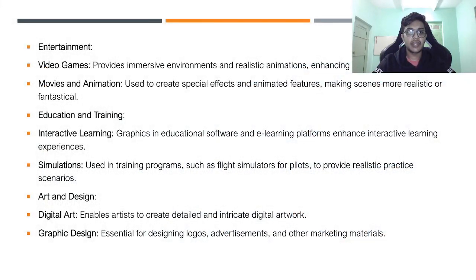We have entertainment, that is video games, movies, and animation. Video games provide immersive environments and realistic animations, enhancing the gaming experience. Movies and animations are used to create special effects and animated features, making scenes more realistic or fantastical. Next, we have education and training. Interactive learning and simulation. In interactive learning, graphics in educational software and e-learning platforms enhance interactive learning experiences. Simulations are used in training programs such as flight simulators for pilots to provide realistic practice scenarios.